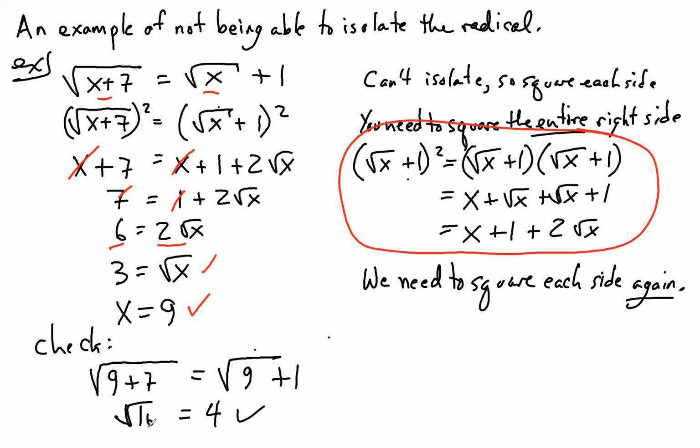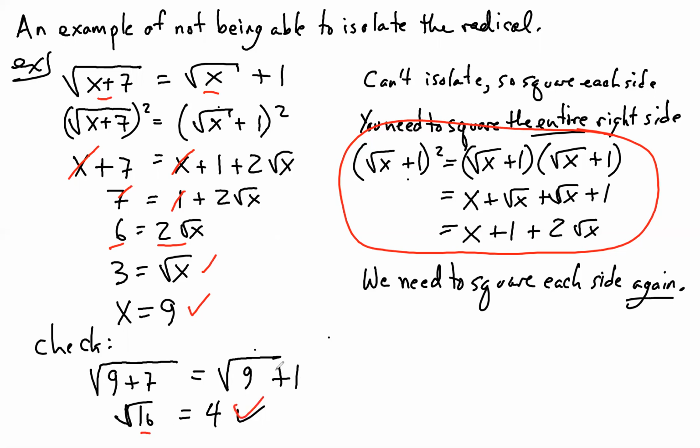Now we have to make sure that this works. We're going to take x is 9 and plug it back in up top. Radical 9 plus 7 is radical 16. Radical 9 is 3, plus 1 is just 1, so 3 plus 1 is 4, and radical 16 is 4, and that worked just fine.